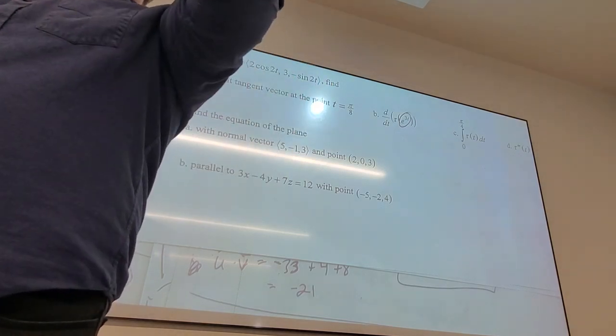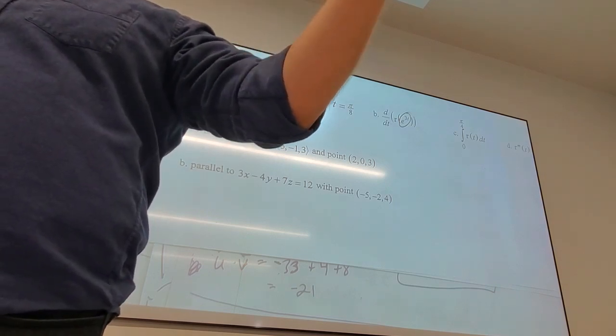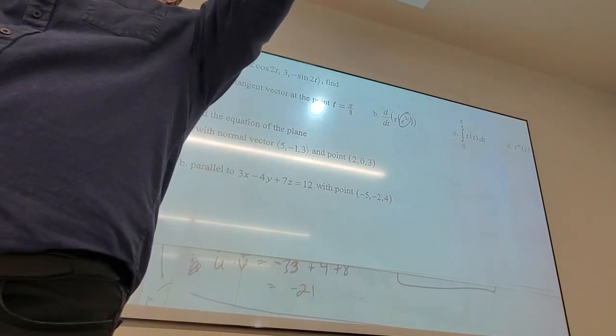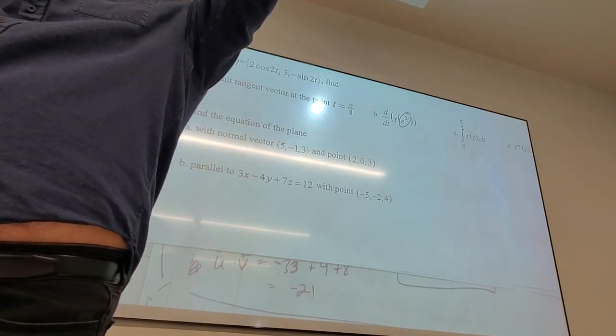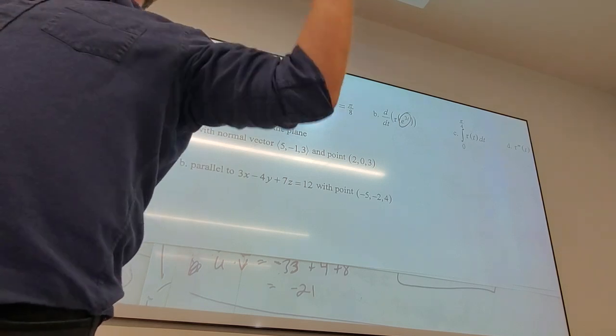B is just, do you remember how to take the derivative of a vector with a function, right? So what rule would part B require? Chain. Yeah, because it's a function inside of a function.